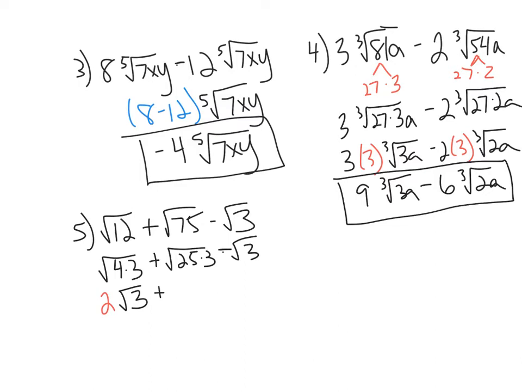Here, square root of 25, ding, ding, ding. 25 is a perfect square. Its square root is 5, so 5 can go on the outside. And again, 3 has to stay on the inside.